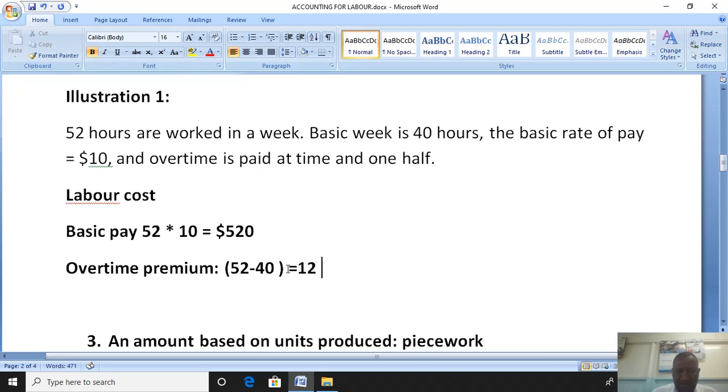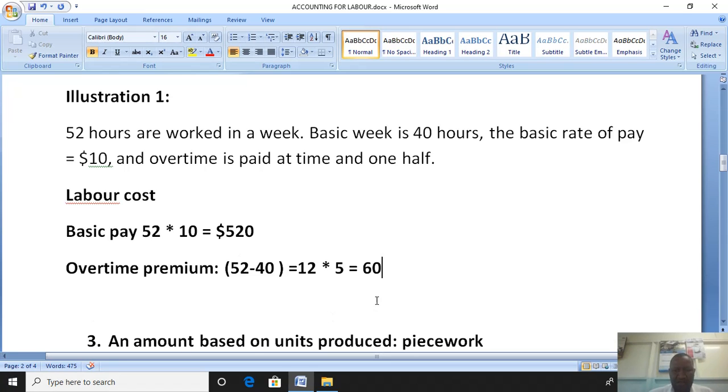So 12 hours overtime multiplied by the overtime premium, which is 50% of the normal basic rate, because overtime is paid at time and a half. That's the basic rate of 10 plus half. So it will be 12 multiplied by 5, which is half of $10, and of course that will be $60.